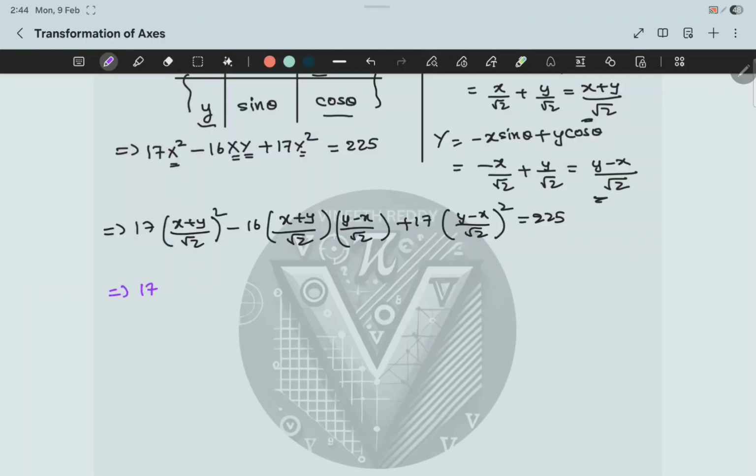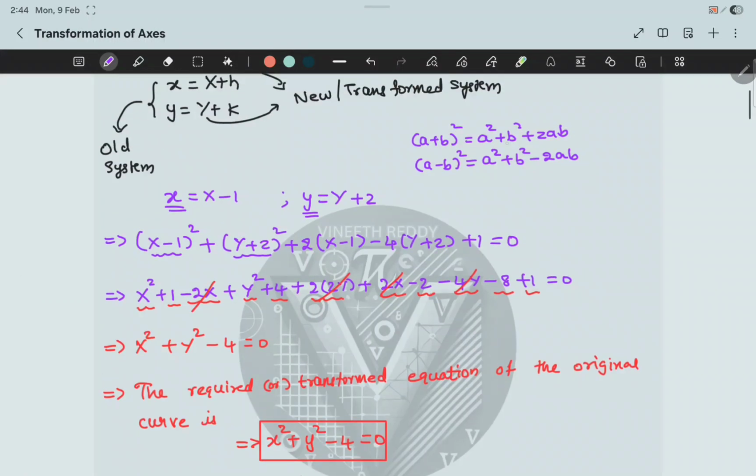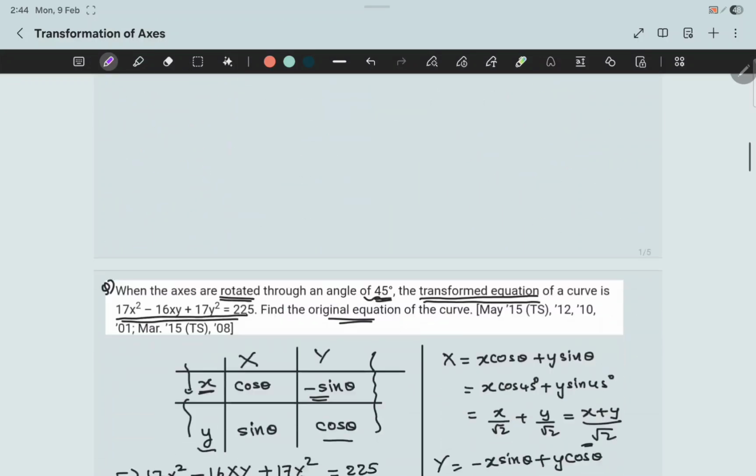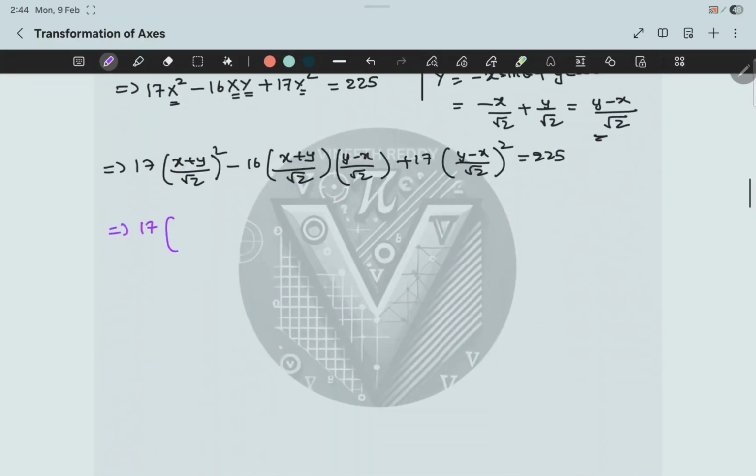So we get 17 times a plus b whole square, dear students, is a square plus b square plus 2ab. So if I expand it, we get x square plus y square plus 2xy. Now root 2 whole square is 2. Don't forget to write 2 here. Minus 16 times. Now instead of x plus y, can we write this as y plus x, and this is y minus x, right? So a plus b into a minus b.